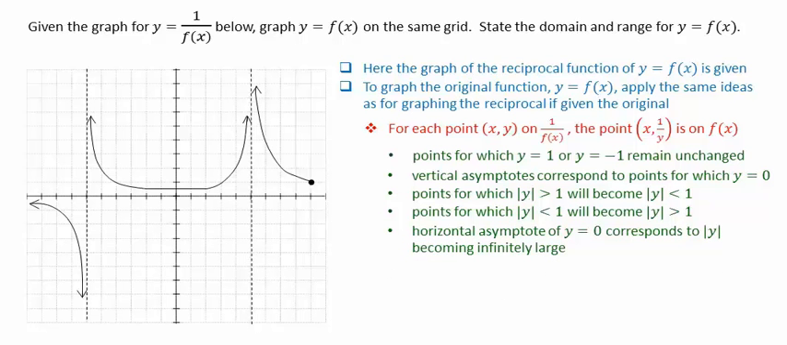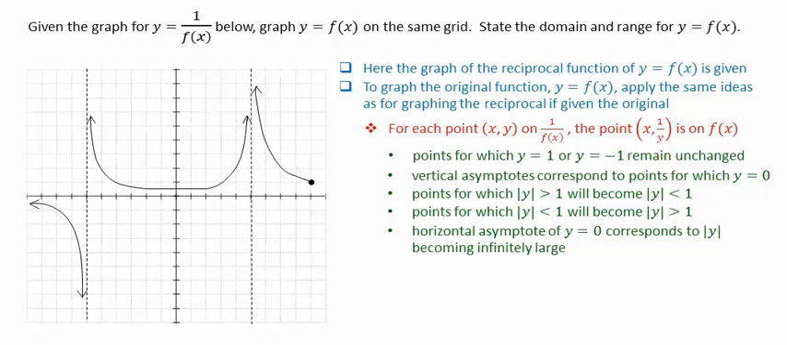The horizontal asymptote of y equals 0 corresponds to the absolute value of y becoming infinitely large. This means that y either becomes infinitely large in the positive direction or infinitely small in the negative direction.